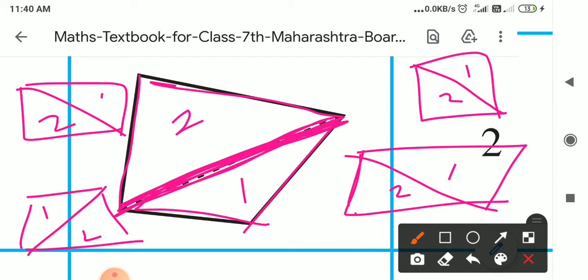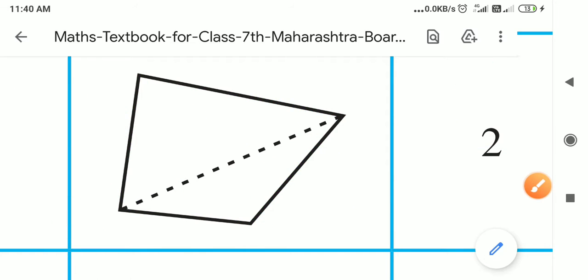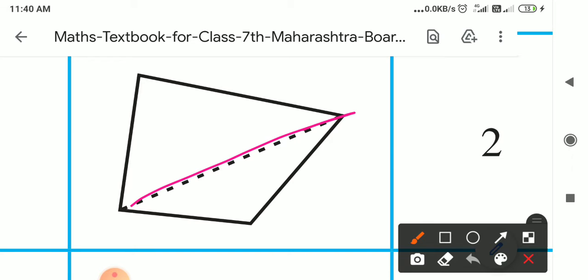So from this what we understand is that for any kind of quadrilateral, if we join one pair of opposite vertices, we get two triangles.